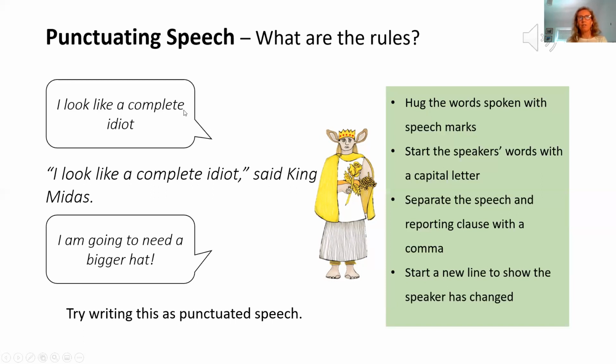Okay, so using this example above and thinking about all the rules, I want you to have a go at trying to punctuate this sentence. I am going to need a bigger hat. So think about what comes after the sentence and who is saying the sentence. King Midas. I want you to pause the video and have a go at writing that sentence using punctuation marks, using the inverted commas. Okay, well done. Let's have a look at the answers.